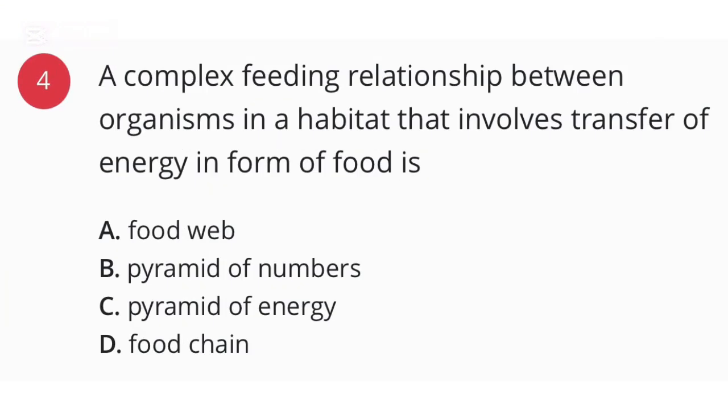Number 4. A complex feeding relationship between organisms in a habitat that involves transfer of energy in form of food is A. Food web, B. Pyramid of numbers, C. Pyramid of energy, then D. Food chain. The answer is not food chain because that will be the nearest answer you'll be thinking about now. The answer is food web. Food chain is a linear feeding relationship, while food web is a complex feeding relationship.